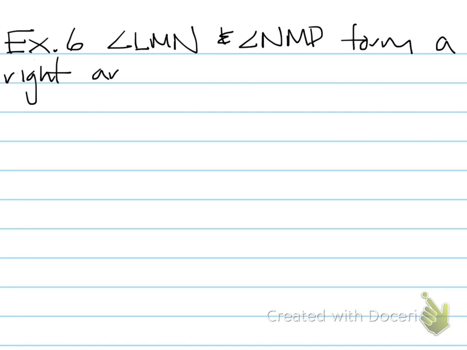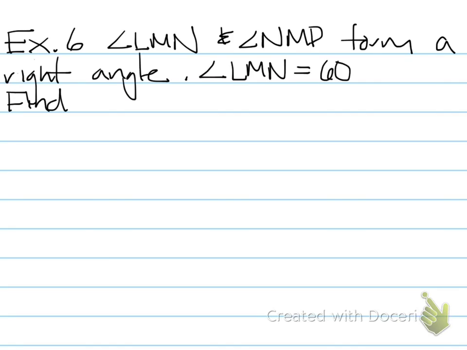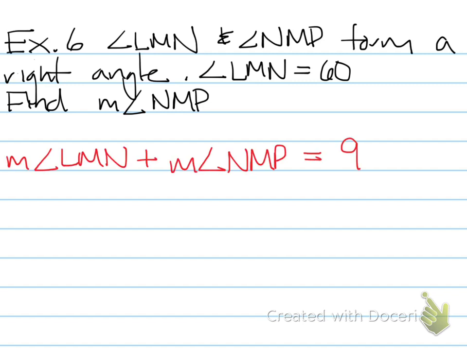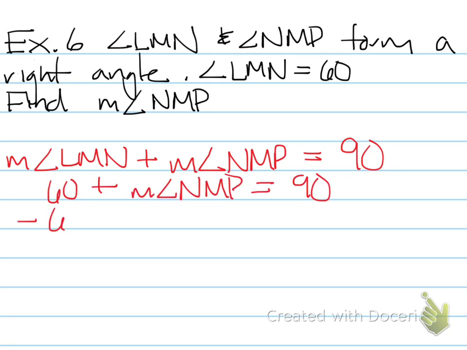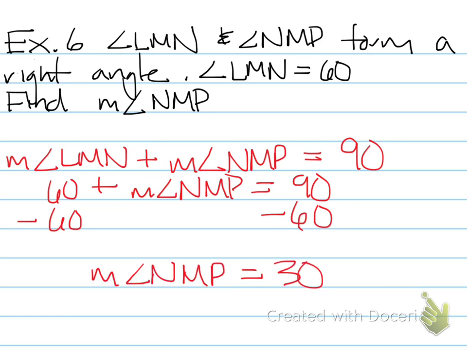In this example, we're told that the two angles form a right angle, so they're complementary. They're going to add up to 90 degrees. Set up my equation as such. I'm told that angle LMN has a measure of 60. So subtract 60 from both sides to determine the measure of angle NMP. And we get 30 for the measure of angle NMP.